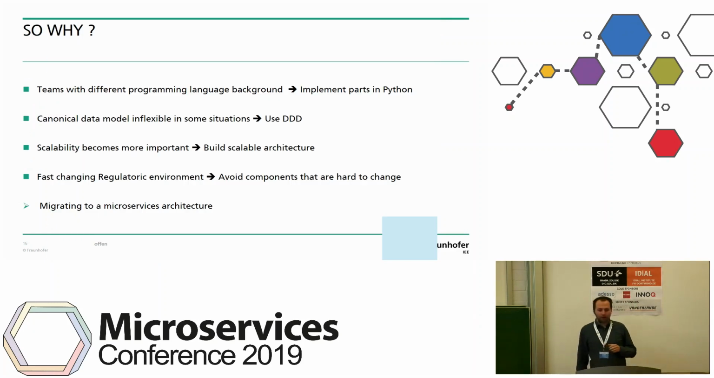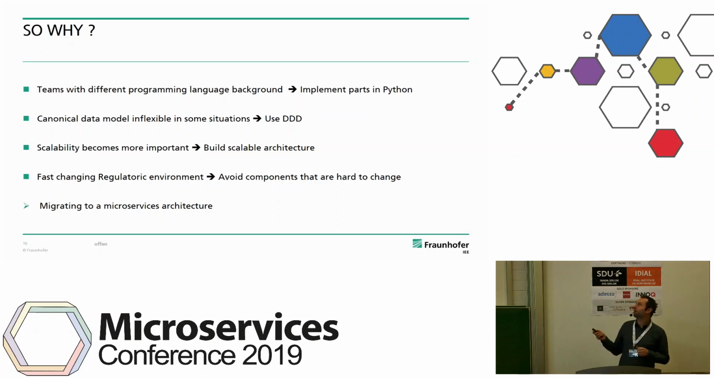So, to sum up the why. We have teams with different programming language backgrounds, so perhaps it's better to implement some parts in Python. We have a canonical data model that is inflexible in some situations, while in others it fits very well. So maybe DDD might be an answer for that.